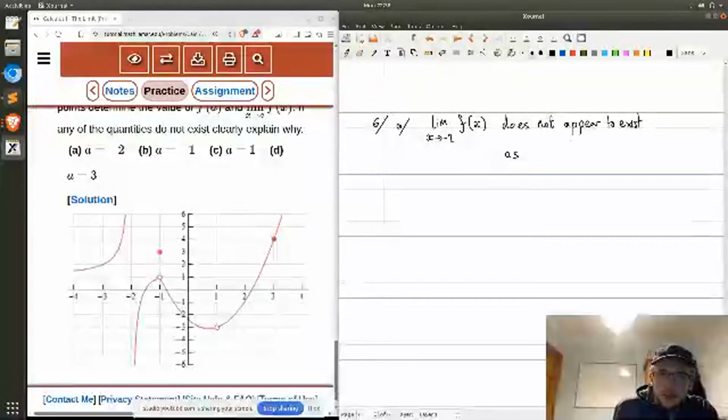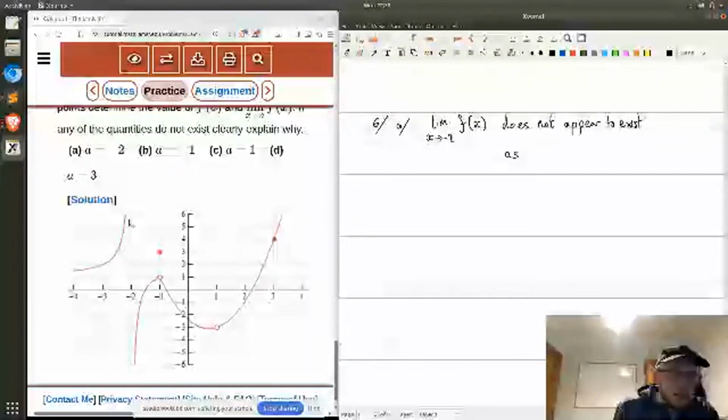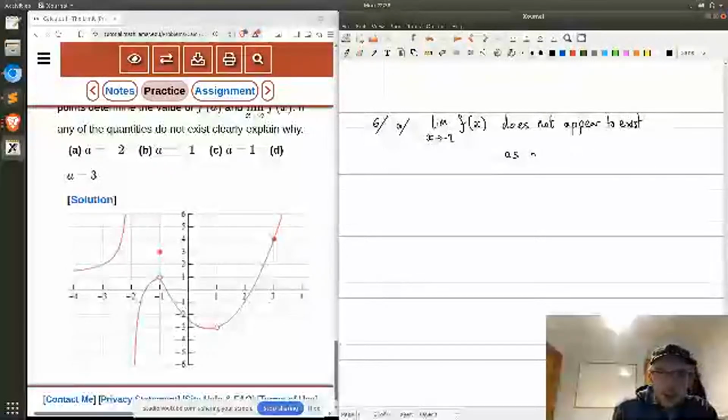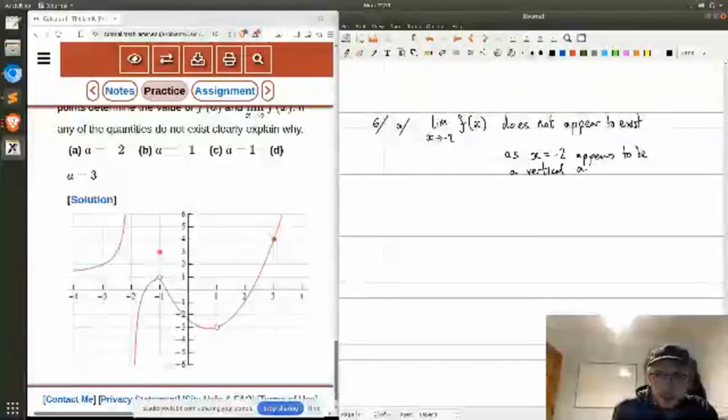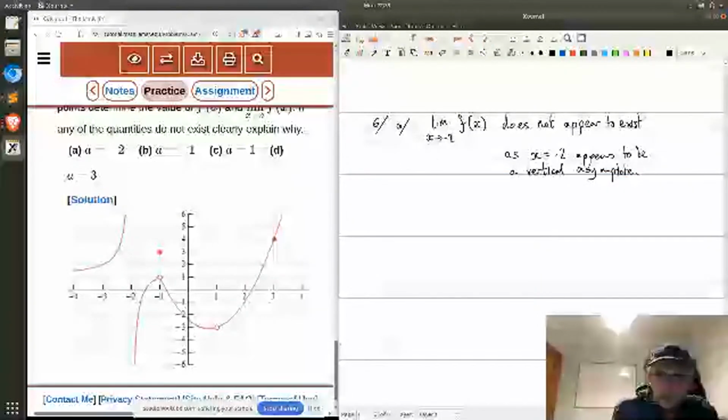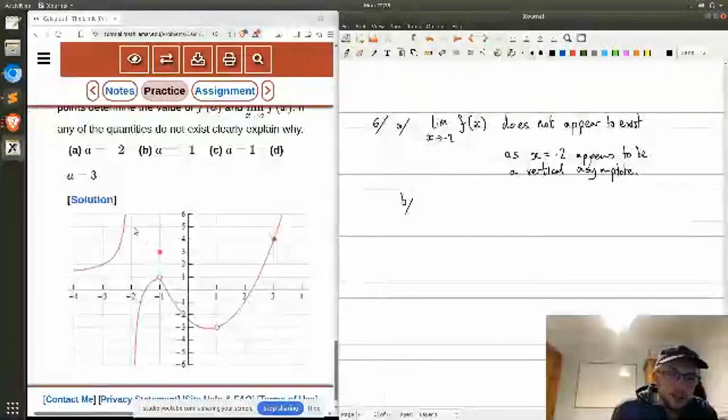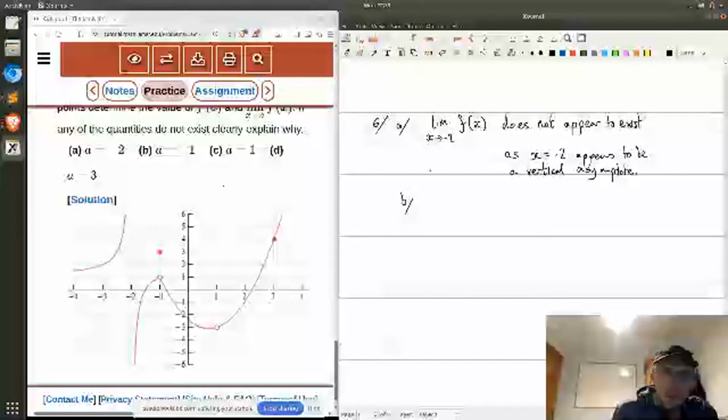As. What's that vertical line right there? That vertical line is x equals -2. Appears to be a vertical asymptote. And obviously f of -2, well, no, I shouldn't say that actually. I'm just going based on appearances right now. I don't actually have the data or the definition of the function.